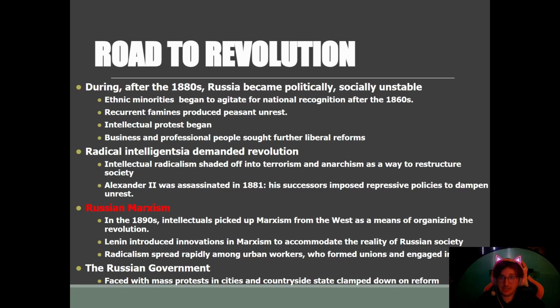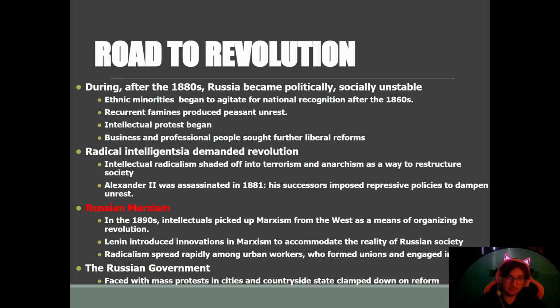Intellectual radicalism shaded off into terrorism and anarchy as a way to restructure society. And due to all this, Alexander II was assassinated in 1881, which was an issue because Alexander II was supportive of reforms and was reforming the government actively, but they assassinate him. And his successor, his son, clamps down and imposes more repressive politics to stop the unrest.